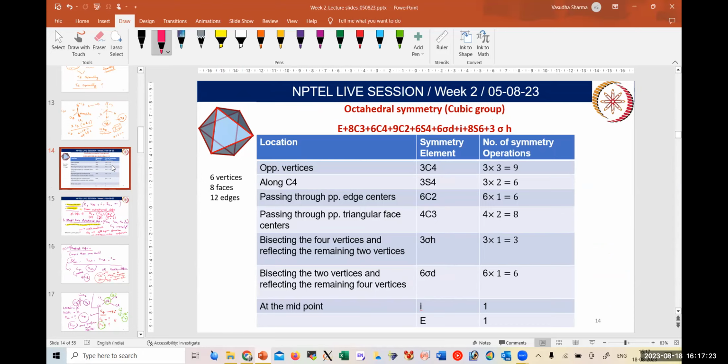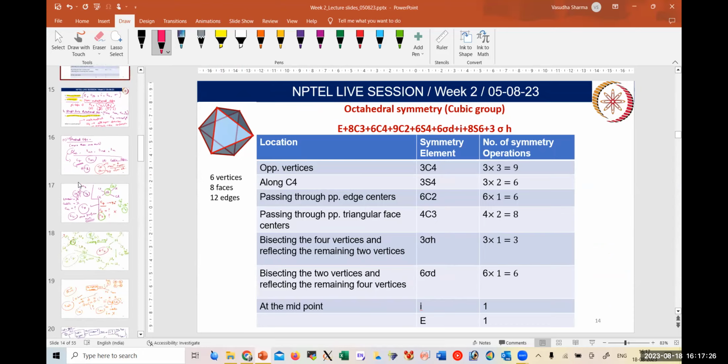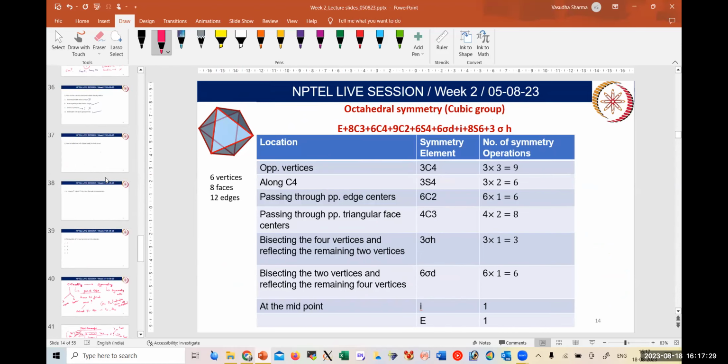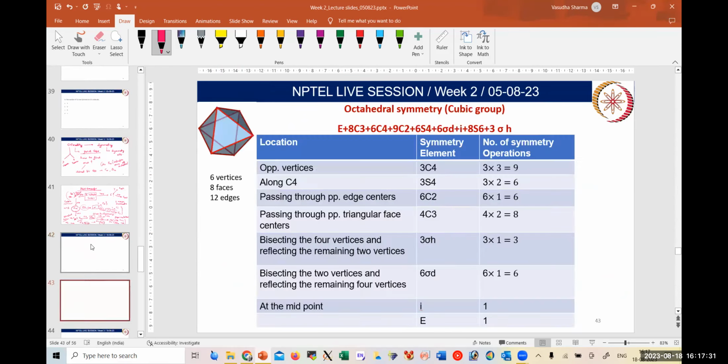So firstly, here we are talking about what we need to find out. This whole is your total number of symmetry elements, which gives you the order of the group as 48. For the tetrahedral, it was 24. For octahedral, it is 48. And we need to find out how the 48 is coming. In the last class, we saw how we are getting the 24.